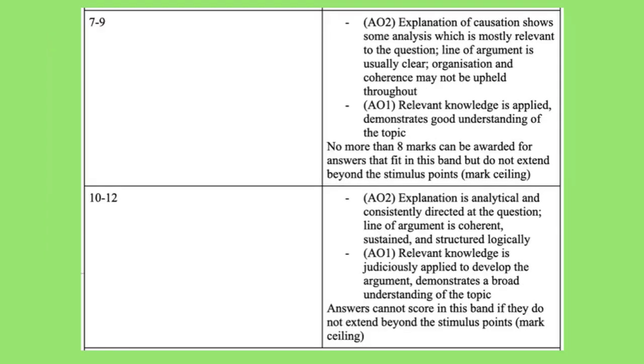To move into the top 2 bands, you'll notice for AO2 that you need to have a clearly organised answer. It needs to be logical. It needs to show that you've thought really carefully about how best to structure your answer. Your explanation of causation will be well analysed and show that you've thought really carefully about what the question is asking you to do. For AO1, you'll be able to demonstrate a really good understanding of the topic and pick relevant details to explain your answer and explain your thinking really clearly.